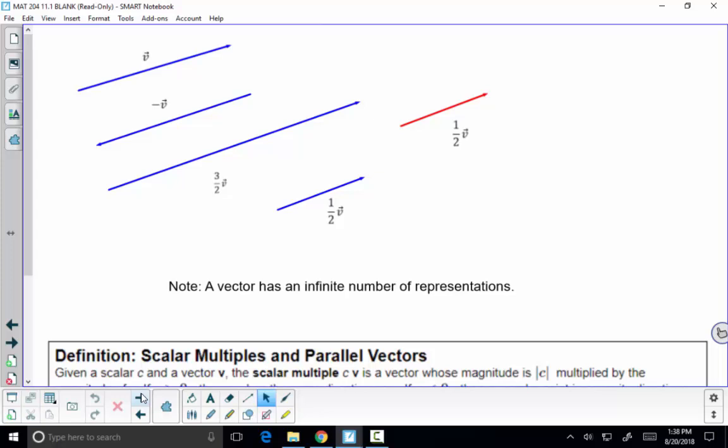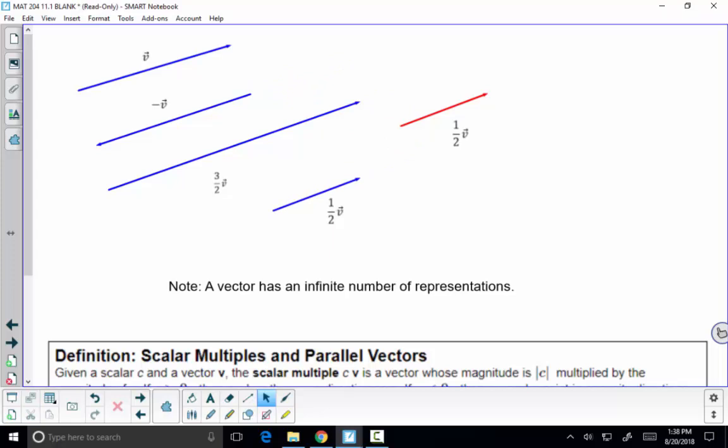3/2 v, we've scaled v by a factor of 3/2, so we've stretched it another 50%, but it still points in the same direction. So scaling a vector does not change the direction unless there's a minus sign, and then it changes it by 180. 1/2 of v points in the same direction, it's just half as long. These 2 vectors both are 1/2 v. This kind of gets at the fact that there are an infinite number of representations for any vector. So if somebody says 1/2 v, you can imagine it anywhere. It doesn't have to be right here. These are all the same vector. There's an infinite number of representations for a given vector.